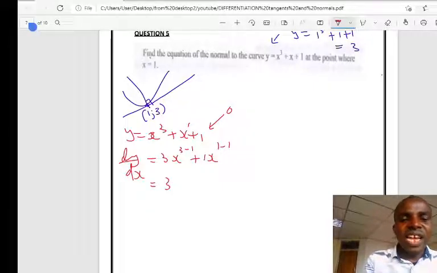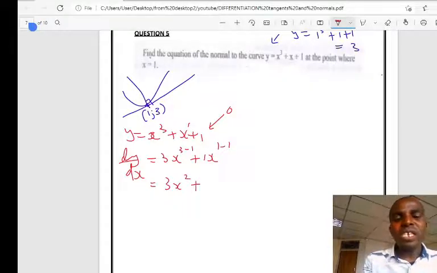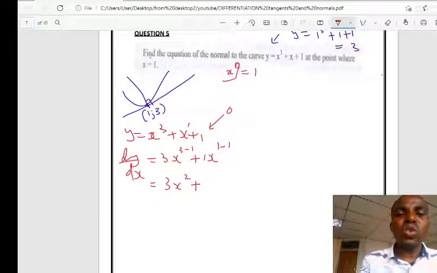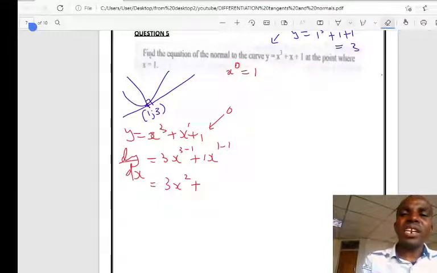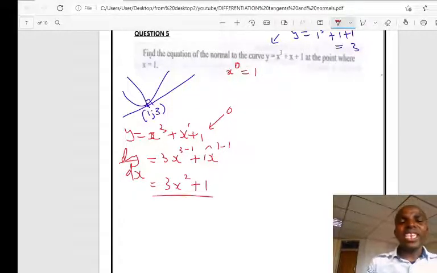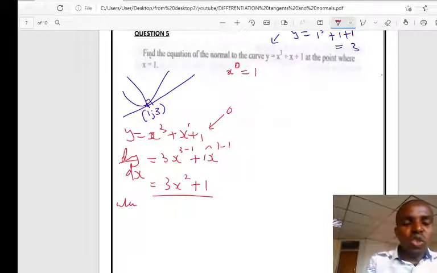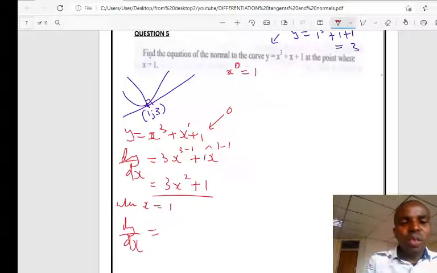It will be 3 here, x to the power 3 minus 1 which is 2, plus 1 times x to the power 1 minus 1. 1 minus 1 is 0, and x to the power 0 is equal to 1. Any number raised to the power 0, the result is 1. So this will be 1 times 1, which is 1. So dy/dx is 3x squared plus 1. Now we find it when x is equal to 1.